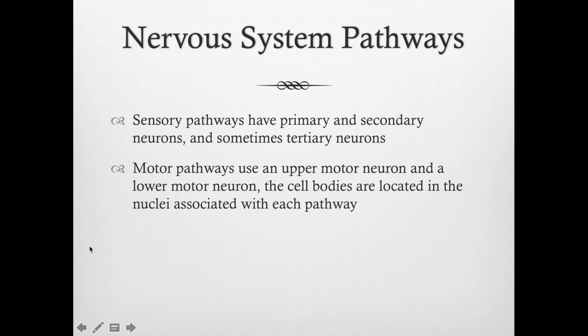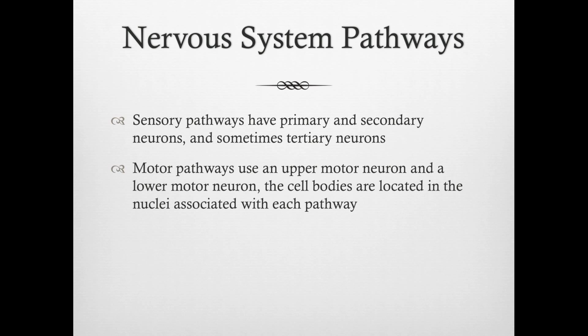Now, sensory pathways have primary and secondary neurons, and occasionally have what we call tertiary neurons, which are upper level neurons after the fact. So sensory pathways may have 2, 3, or more neurons. Typically 3, right? At most 3.